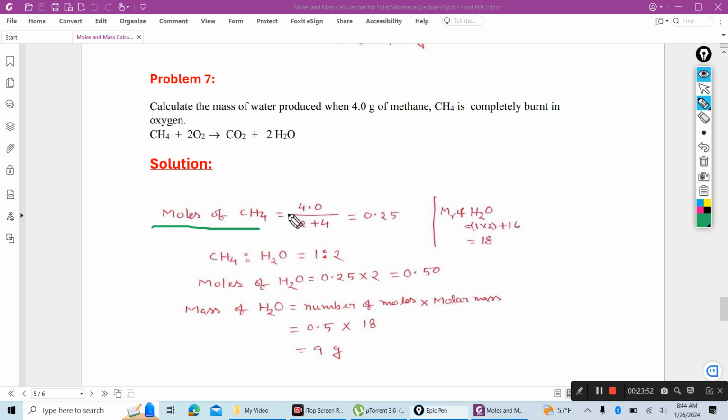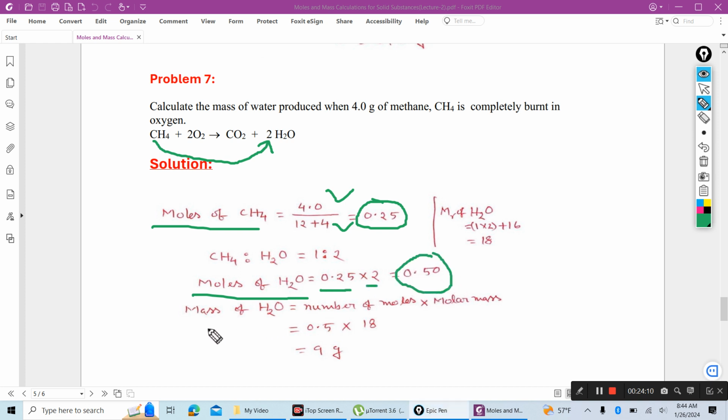First, moles of methane, mass divided by molar mass of methane, we get 0.25 mole. Methane mole to water mole 2 times more, so moles of water will be moles of methane times 2, we get 0.5. Then mass of water, number of moles times molar mass, if we multiply, we get 9 gram. 9 gram of water will be produced.